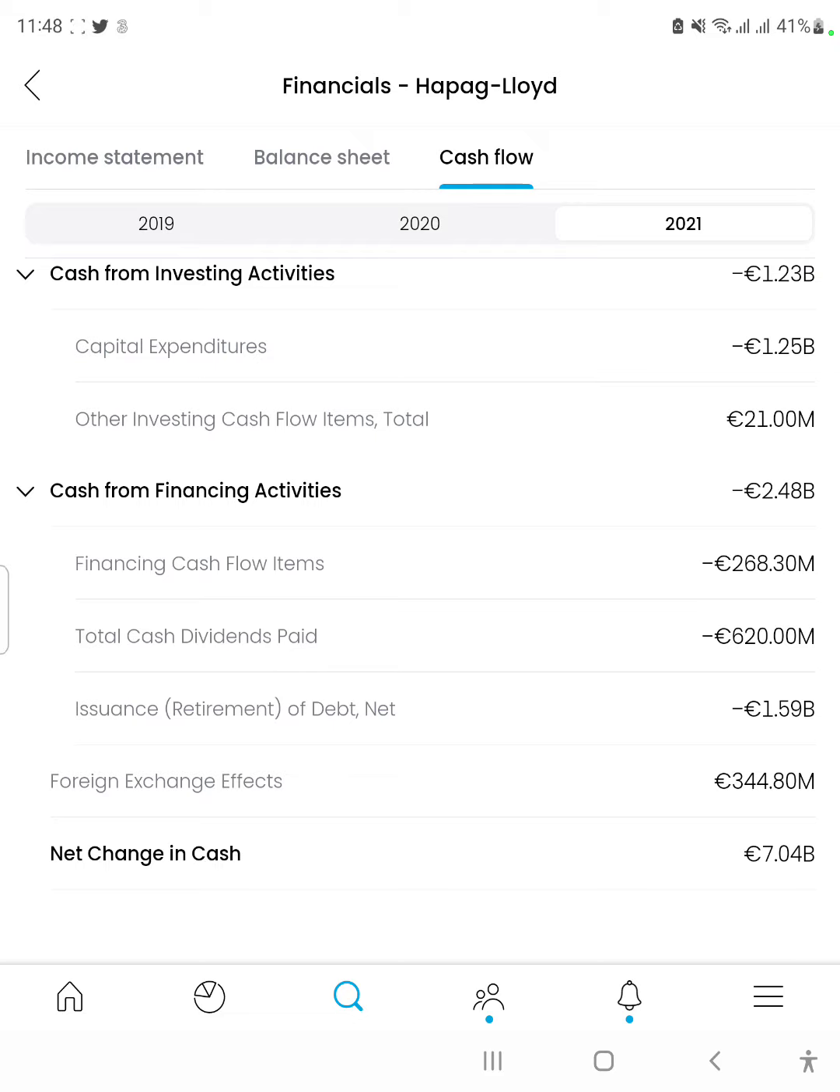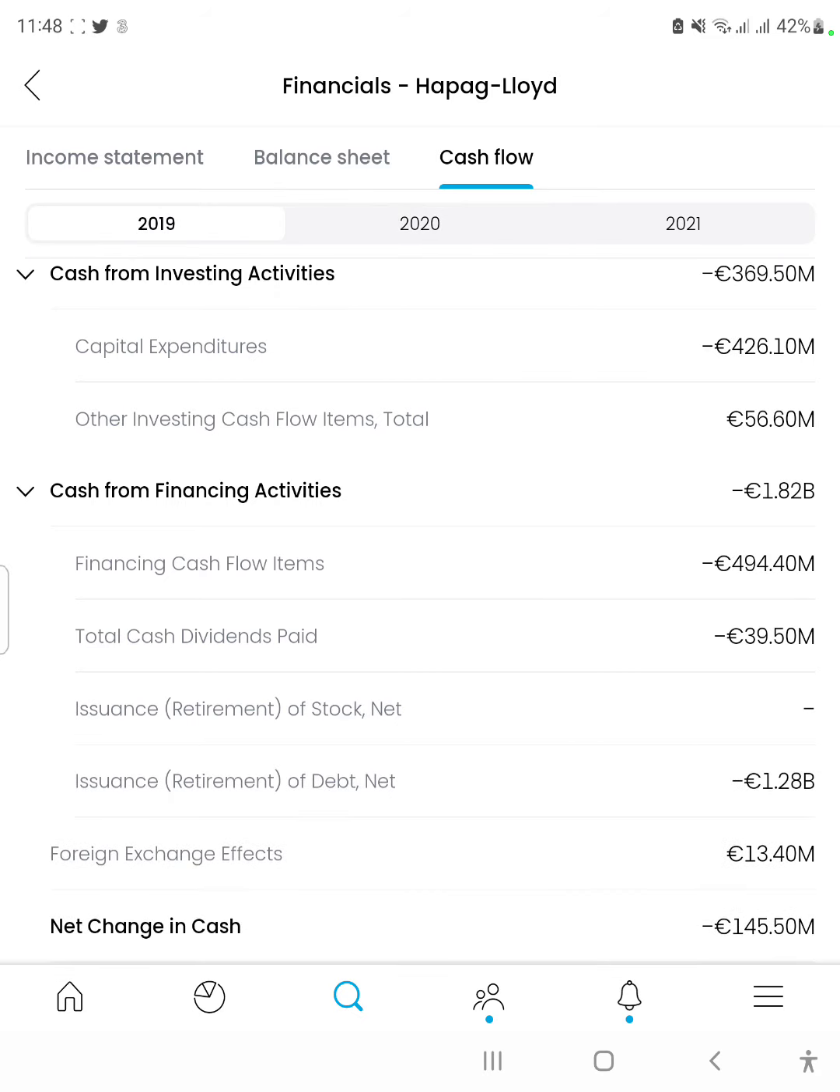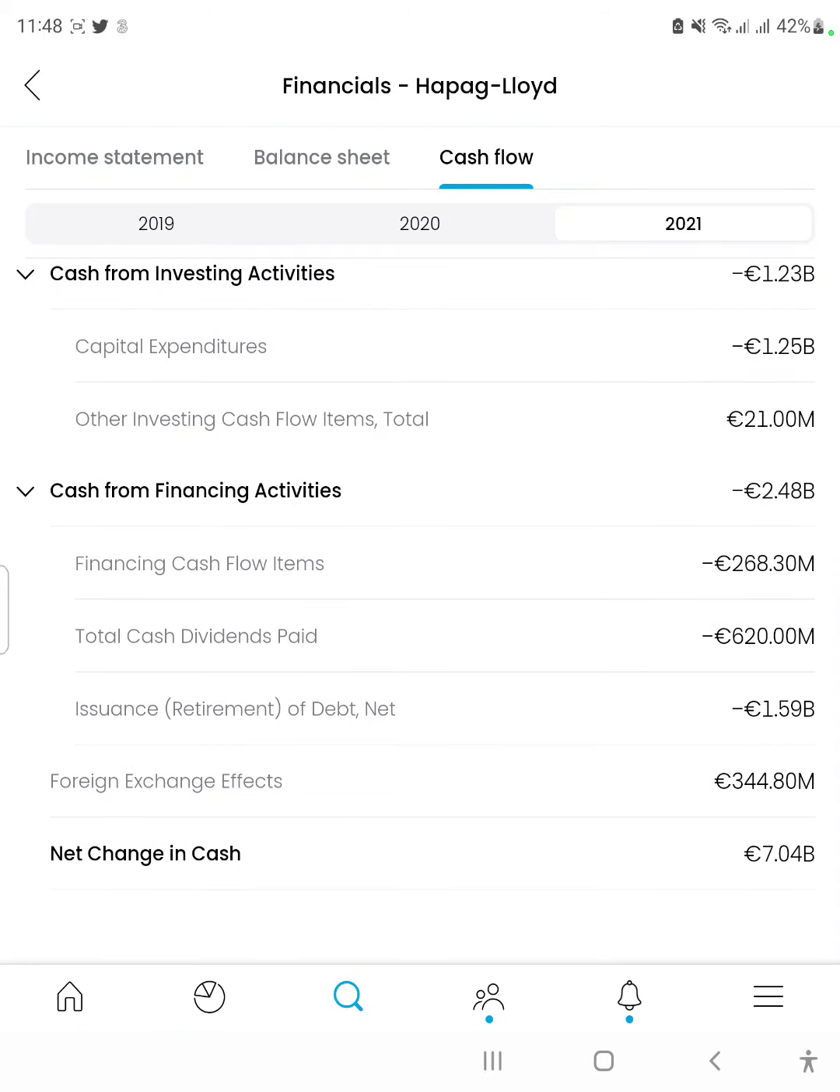So the net change in cash was 7.04 billion euros in the last financial year, and in 2020 the net change in cash was 169 million euros. In 2019 it was negative 145 million euros. So the company's grown from 2019 to 2020 by quite a large amount, and from 2020 to 2021 that was a stratospheric increase with regards to net change in cash.